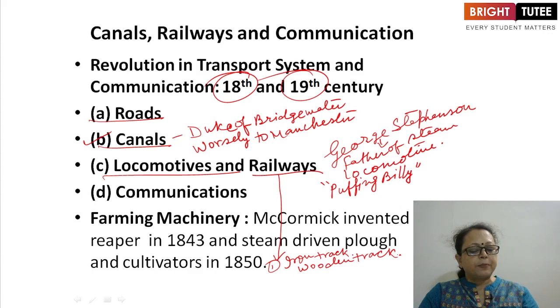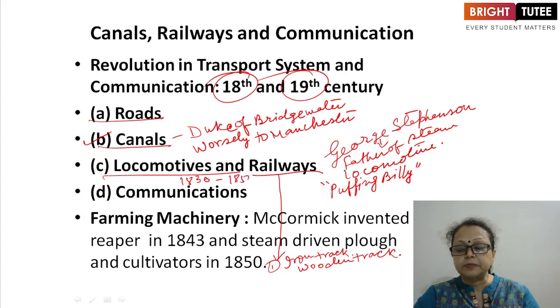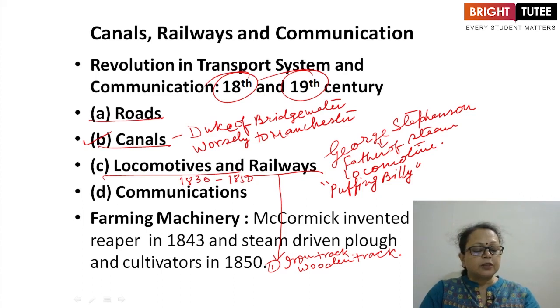The railway now appeared as a convenient alternative, and it was available throughout the year. About 6,000 miles of railways were opened in Britain during the 1830s to the 1850s. In that period, 6,000 miles of railway system were developed in England.